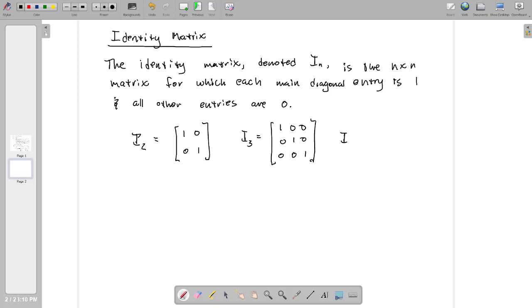And we'll go up to the 4 by 4 identity matrix. And that is going to be 1, 0, 0, 0, 0, 1, 0, 0, 0, 0, 1, 0, 0, 0, 0, 1. So on the main diagonal, we have ones. Everywhere else, we have zeros. These are the identity matrices.